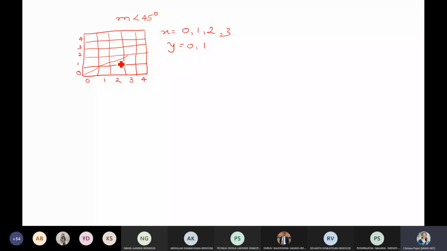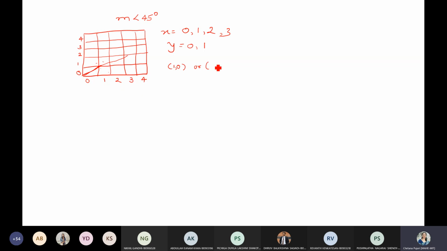Okay, so in this line, we have this point over here. It looks like there is an intersection. By some fraction, it may be in this pixel or maybe in this pixel. The line may be passing through 1, 0 or this one.